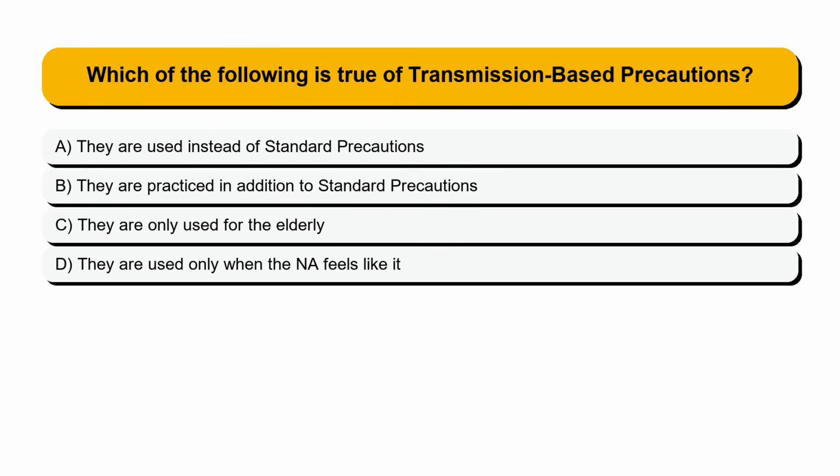Question 23. Which of the following is true of transmission-based precautions? Option A. They are used instead of standard precautions. Option B. They are practiced in addition to standard precautions. Option C. They are only used for the elderly. Option D. They are used only when the NA feels like it.